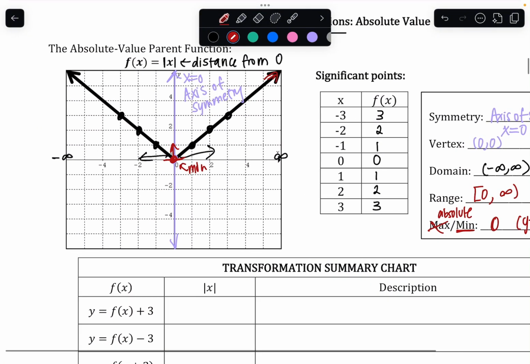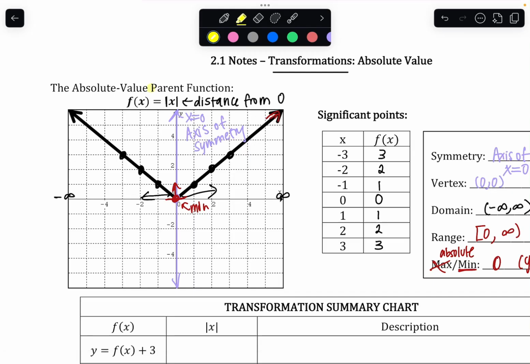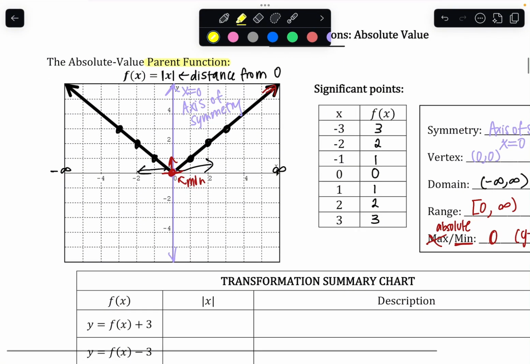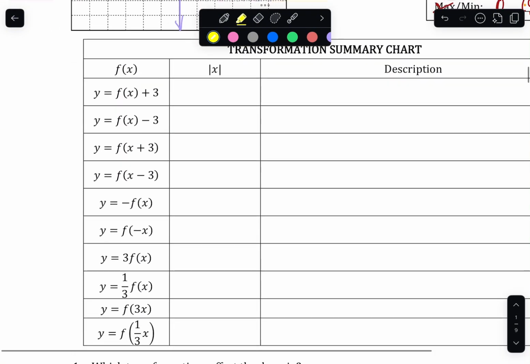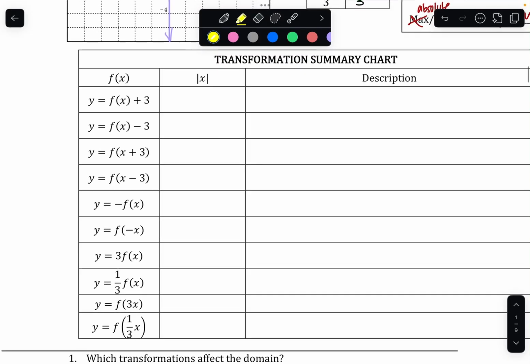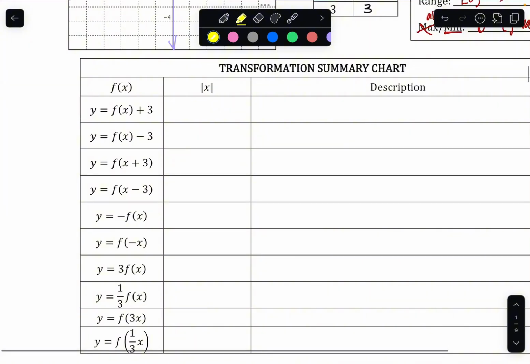It's called the parent function because all other absolute value functions are just transformations of this function. So we can move it left, right, up, down. We can reflect it, stretch it, compress it. And so here are our different transformation rules that you may remember from Algebra 1. We're going to summarize it here in a summary chart.